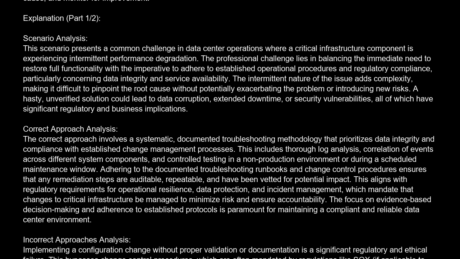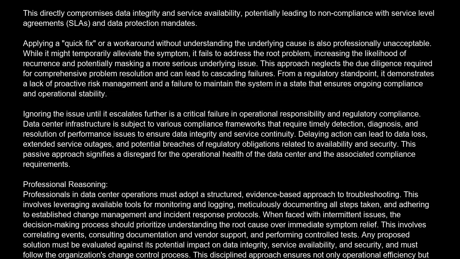Incorrect approaches analysis. Implementing a configuration change without proper validation or documentation is a significant regulatory and ethical failure. This bypasses change control procedures, which are often mandated by regulations like SOX, if applicable to the jurisdiction, or industry best practices for IT governance. Such an action creates an unrecorded deviation from the standard operating environment, making it impossible to audit the change, understand its impact, or revert it effectively if it causes further issues. This directly compromises data integrity and service availability, potentially leading to non-compliance with service-level agreements, SLAs, and data protection mandates.